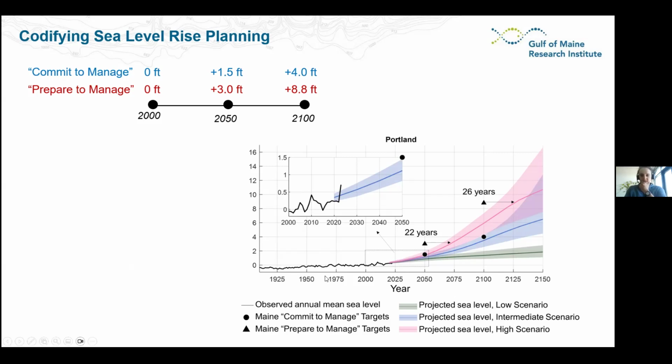U.S. Interagency Task Force report on sea level rise, these lines and shaded regions are showing the median and likely range for low, intermediate, and high from Sweet et al. 2022. The circles are showing Maine's commit to manage scenarios. The triangles are showing Maine's prepare to manage scenarios, which now fall, in the updated projections, outside the likely range for the new high scenario.